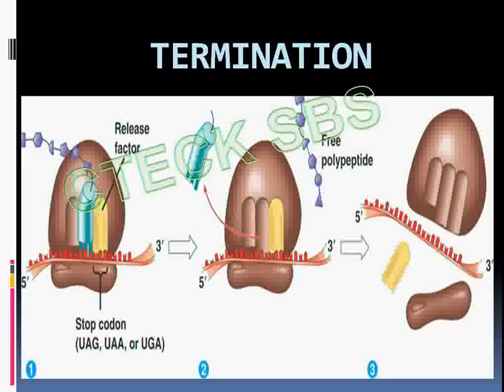The factors are not able to translate further because they are not able to read these codons. Because of that, these are known as stop codons, which are of three types: UAG, UAA or UGA. Once it is stopped, release factors come. The release factors release all the subunits, the mRNA template and the free nascent polypeptide chain.